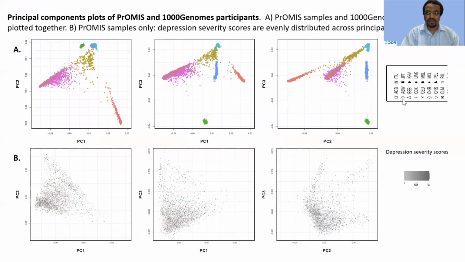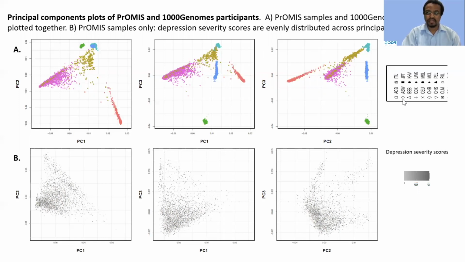These are the results showing the ancestry clustering based on our study, the PROMISE study, in the 1,000 genomes. On the top panel, we can see the 3 principal components of the PROMISE sample and the 1,000 genome sample plotted together, based on principal components computed upon the combined sample. As one could expect, the PROMISE samples, which are depicted in magenta color, clustered with the PEL 1,000 genome samples, which are indicated in golden triangles.